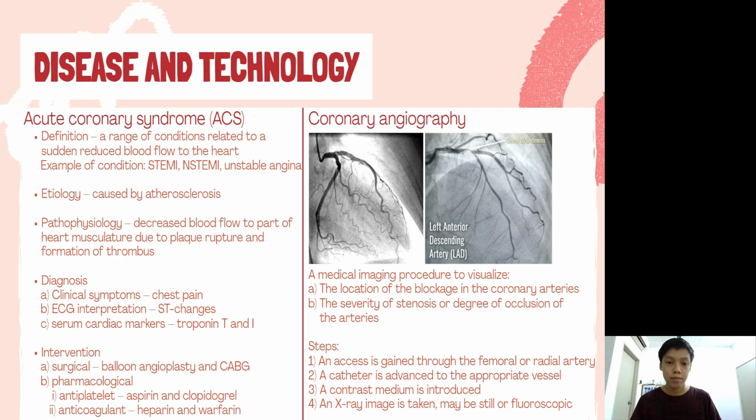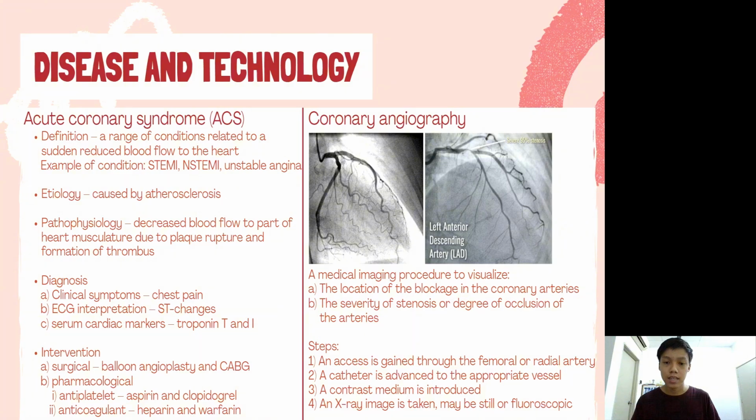We can see that the ST segment is either elevated or depressed. And the last is the serum cardiac markers, which are troponin T and troponin I. These two will be taken to the lab, and we will measure the level of troponin T and troponin I. A high level indicates myocardial infarction. So what will the doctors do for surgical intervention? The doctors may do a balloon angioplasty or CABG, known as coronary artery bypass graft.